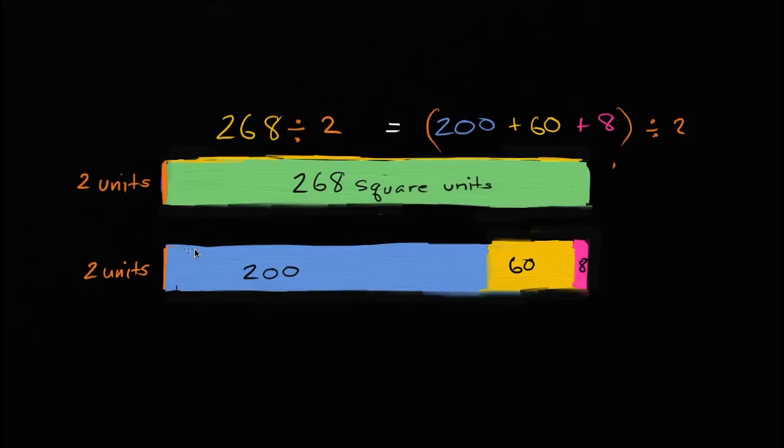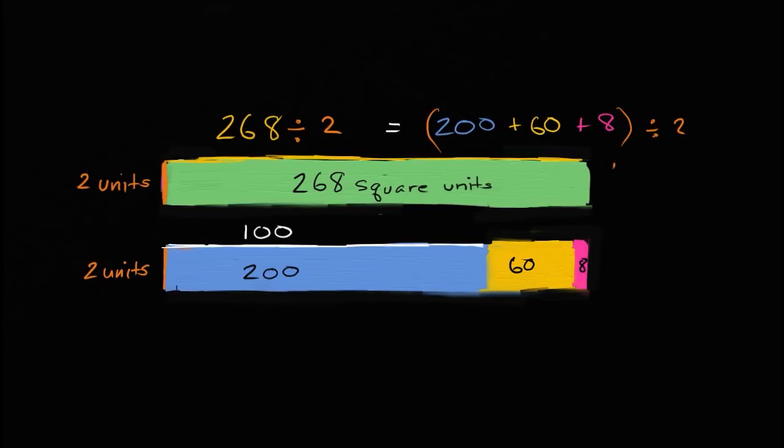So what is this dimension going to be right over here? Actually, let me do that in a different color. What is this dimension right over here going to be? Well, 2 times that is going to be 100. So this is going to be 100. And how did we get that? Well, we got that by 200 divided by 2. 200 divided by 2 is 100.